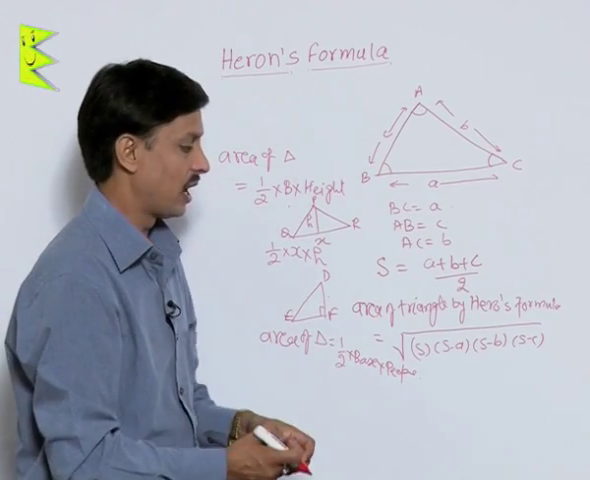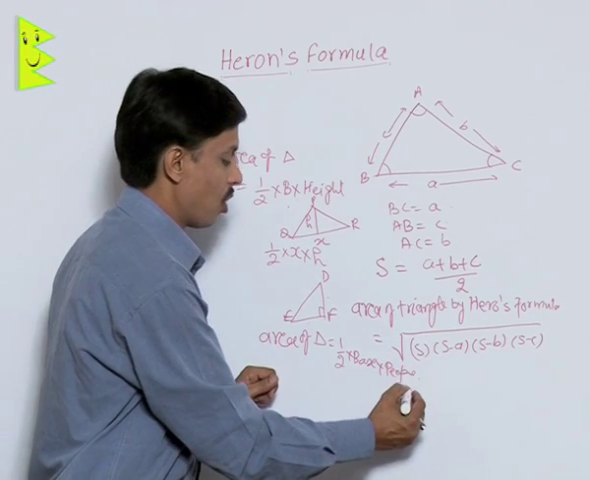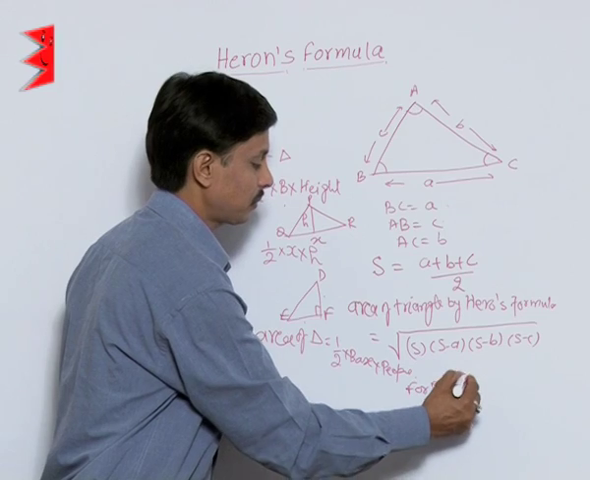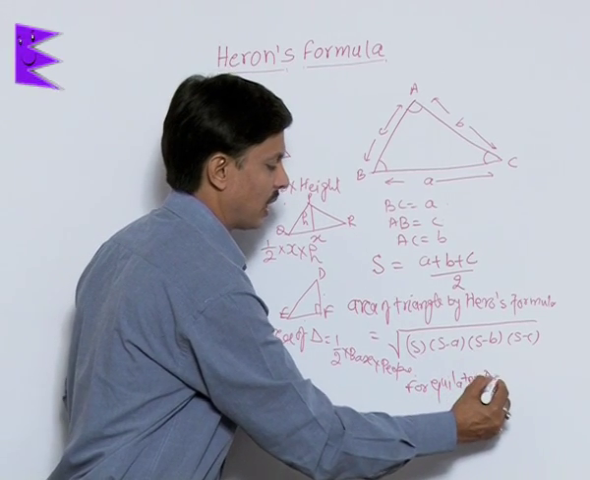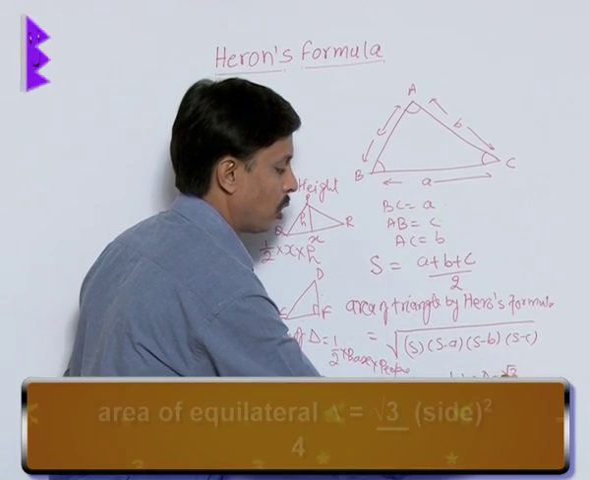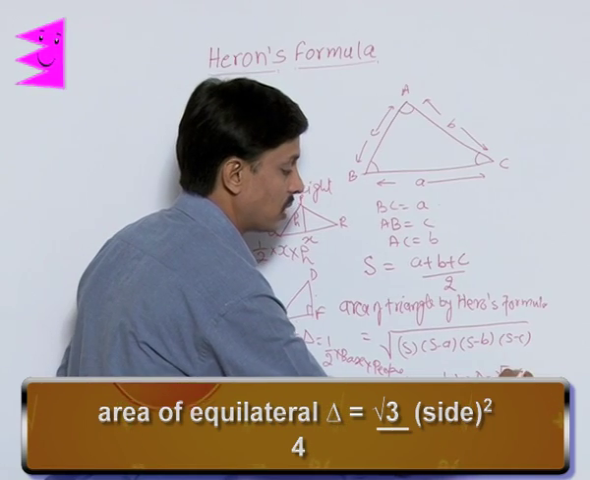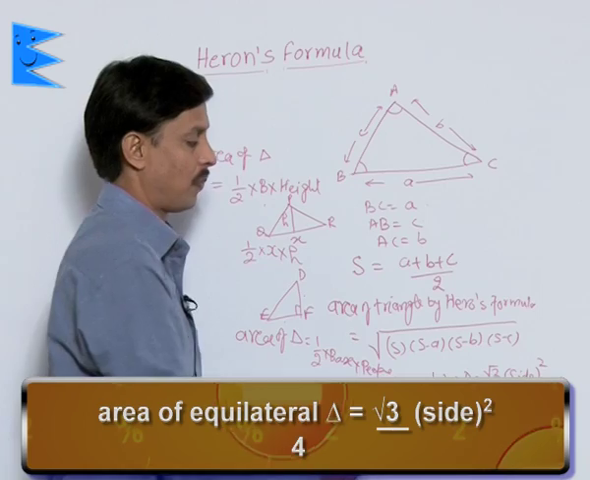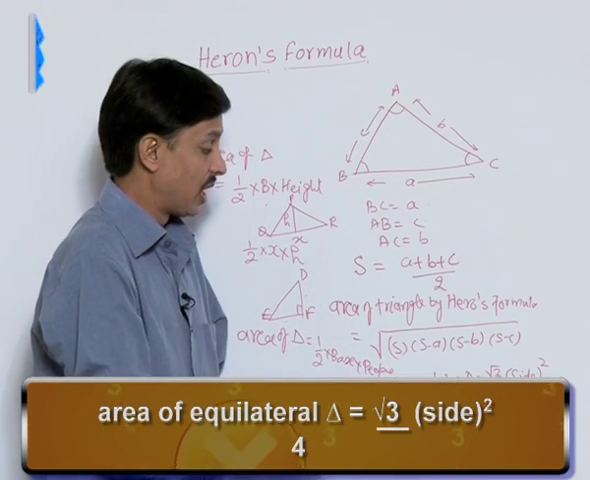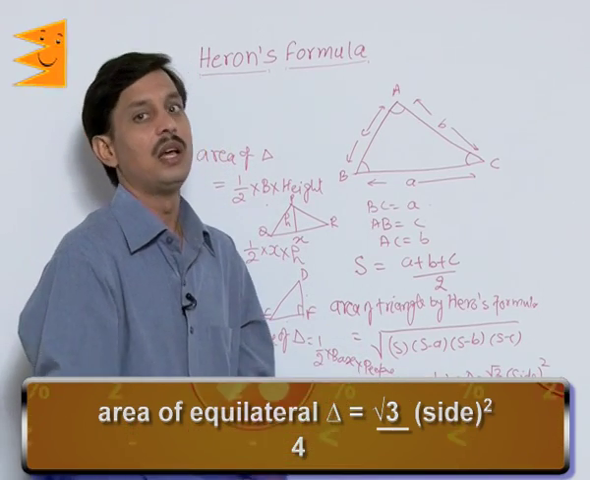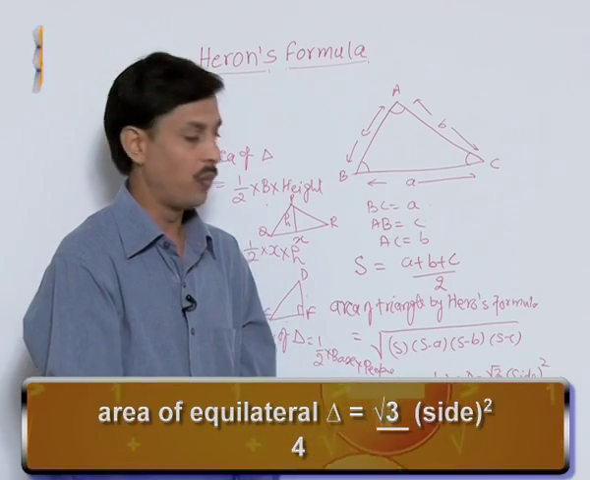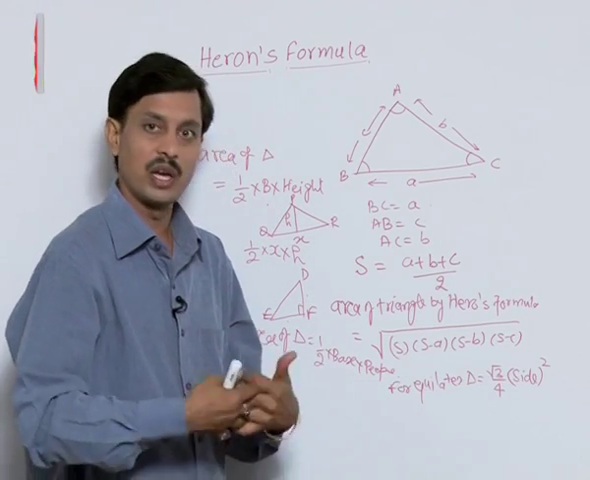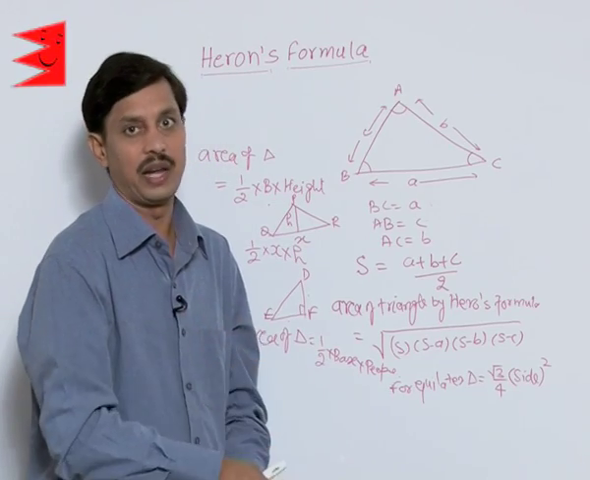In case the triangle is equilateral, the area is given by root 3 by 4 side square. Root 3 by 4 side square is the formula for calculating the area of an equilateral triangle. An equilateral triangle is a triangle where all three sides are equal, so all angles are equal. So we can call it an equiangular triangle also.